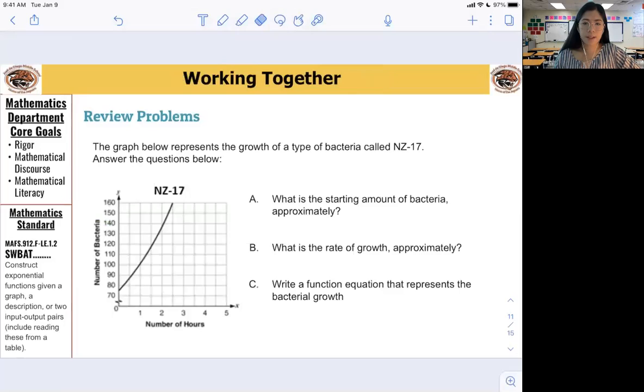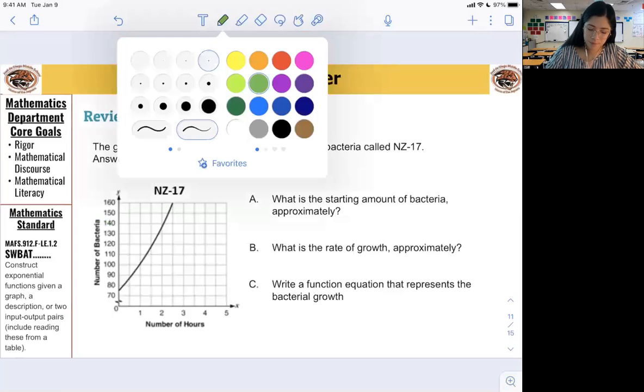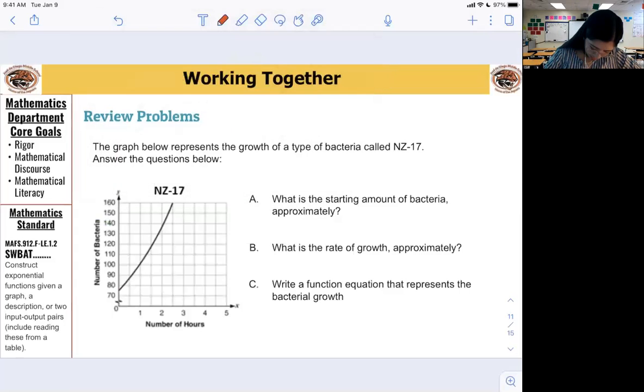So approximately, what is the starting amount of bacteria? Like 77 or 78. Yeah, it's maybe a little bit above halfway between 70 and 80. So I like 78. I think 78 is a good guess, a good estimate. What about that line right there?